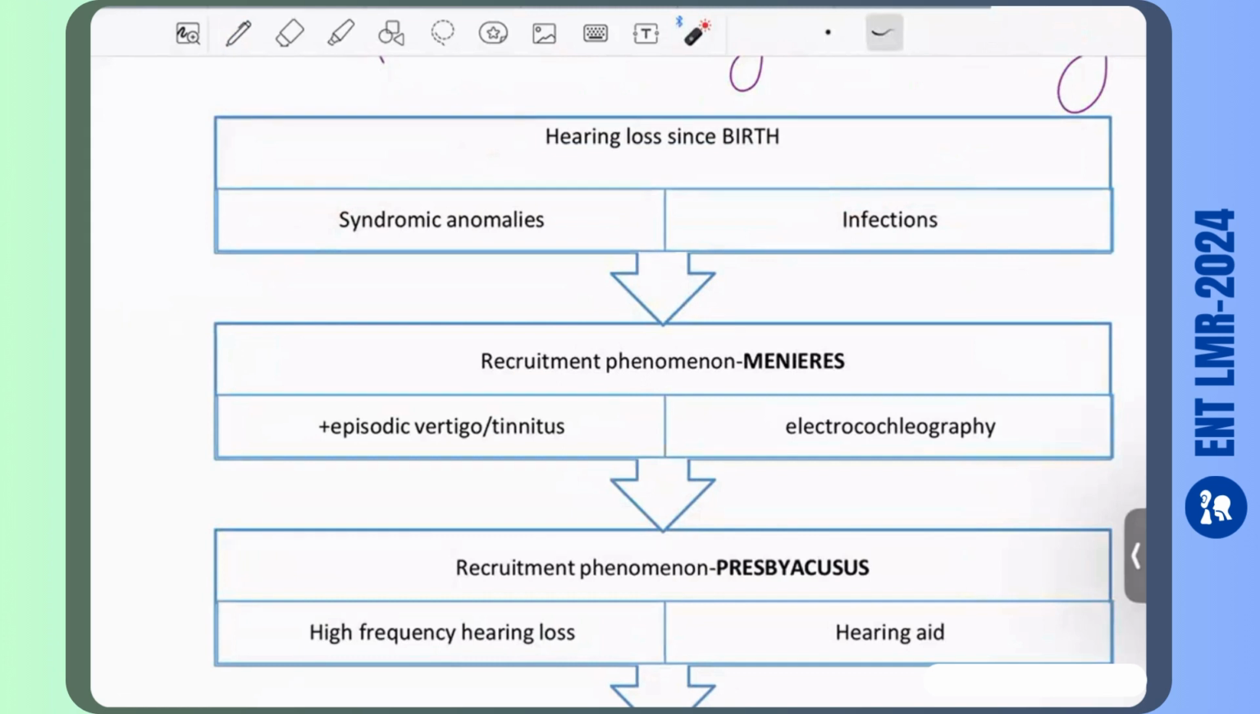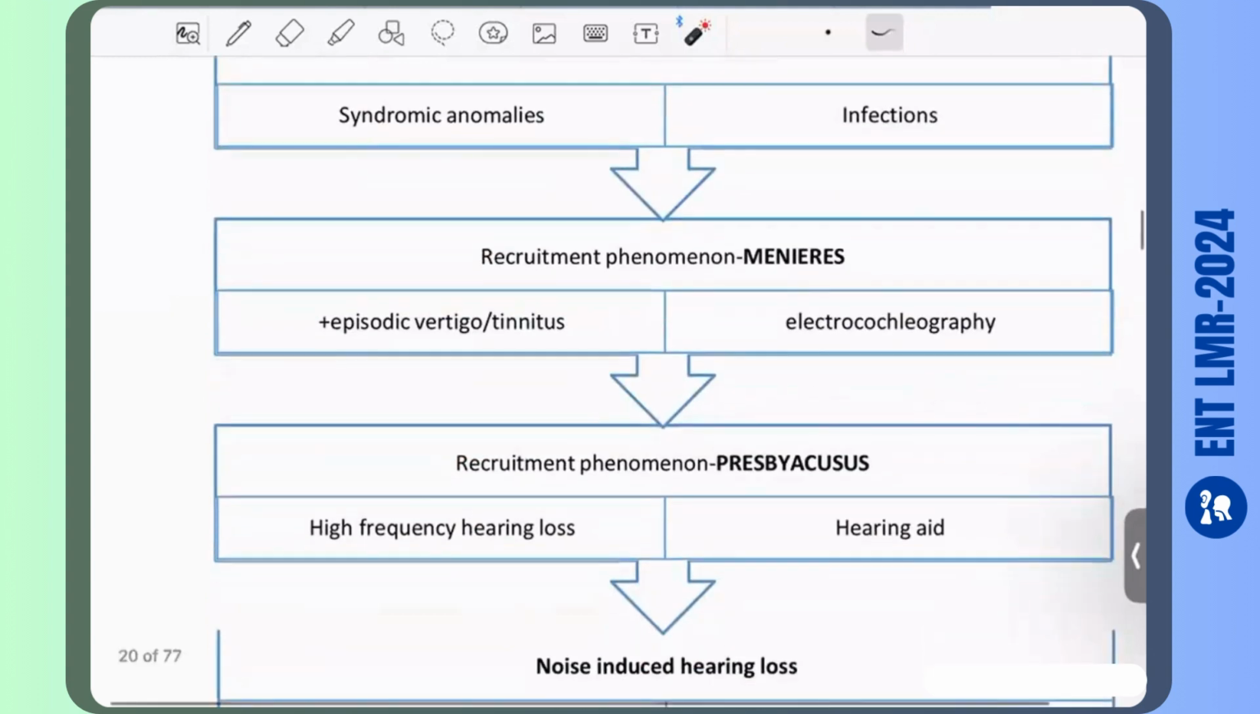Or if it's a low frequency SNHL with a rising curve, with episodic tinnitus, vertigo, and sensorineural hearing loss confirmed with electrocochleography, it is Meniere's disease. So intact TM, sensorineural loss, it is not a congenital deafness. If it is an acquired deafness, it could be Meniere's disease, or age-related hearing loss, but that is a high frequency hearing loss. Low frequency hearing loss, Meniere's disease. High frequency hearing loss, age-related hearing loss, otherwise called presbycusis. Okay, fine. In this, you should give a hearing aid for the patient.